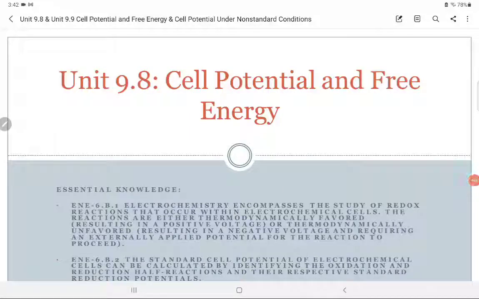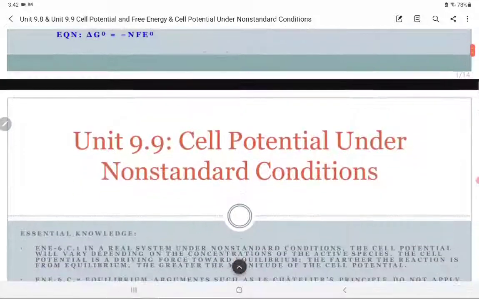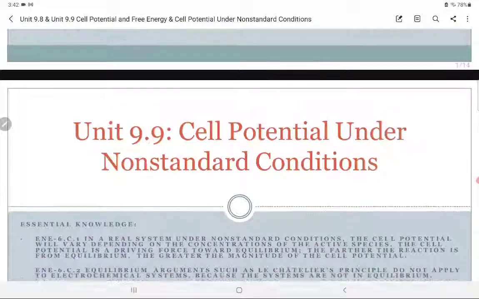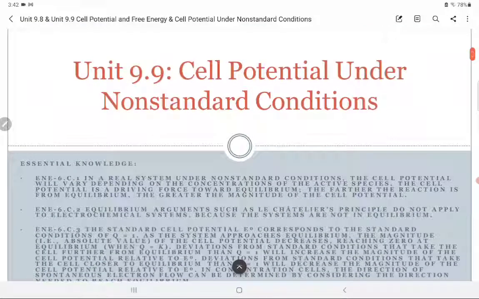Unit 9.8. So we're going to relate what we just did last time with E-cell, and a little bit earlier in Unit 9, free Gibbs energy, and see where that takes us. So that's actually two sections here, 9.8 and 9.9. But we'll also talk about what happens if you're not at standard conditions. The AP folks used to have students calculate what would happen at non-standard conditions, but at this point we're just theoretically going to talk about what happens at non-standard conditions.